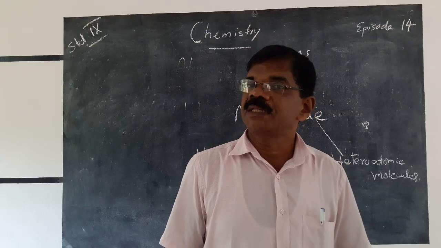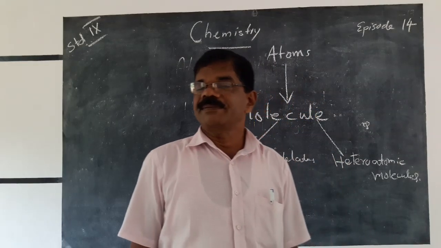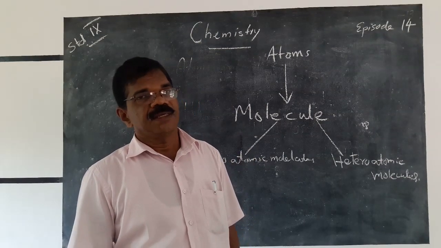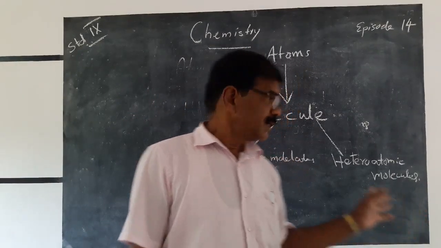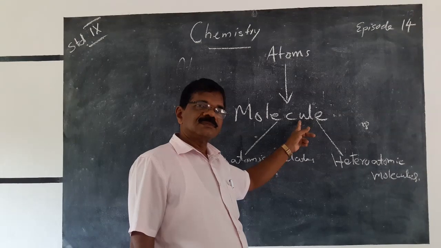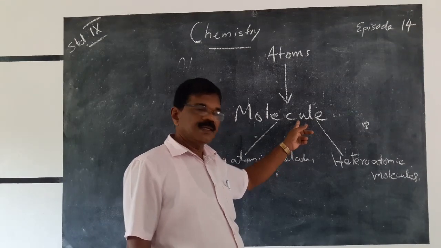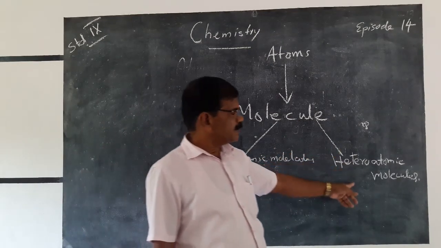But at the same time, take soil. In different parts of soil, it shows different properties. So we call it a heterogeneous mixture. Like here, atoms combine to form molecules. These molecules are of two types. What are they? Homoatomic molecules and heteroatomic molecules.